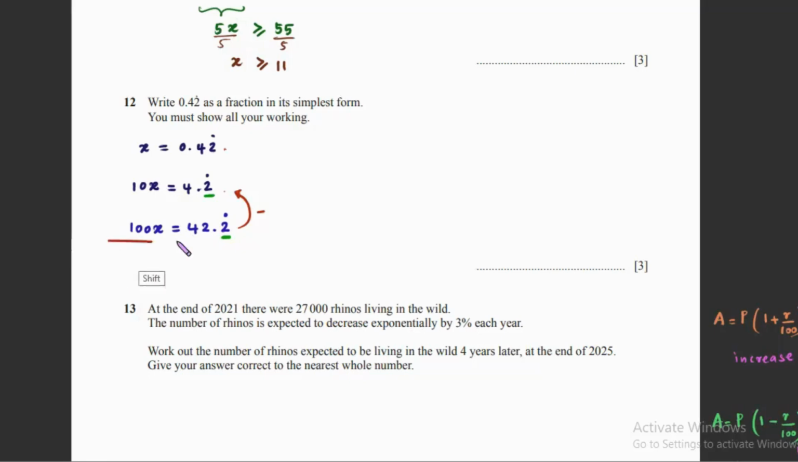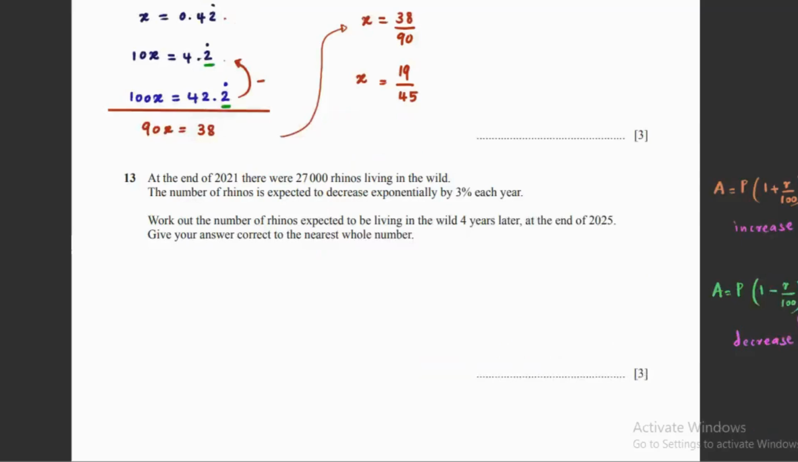Now we're going to do the subtraction. So from 100x, when I deduct 10x, this gives me 90x, which is equal to, from 42.2 recurring, when I deduct 4.2 recurring, this gives me 38, and the decimal part completely removes. Now, if I'm to find what x is, I need to bring the 90 to the other side. It will divide the 38. So this 38 divided by 90 in the simplest form is the same as 19 over 45. So I can divide both the numerator and the denominator by a 2. So I'm asked to write it in the simplest form. So that's why 19 over 45 is the answer.